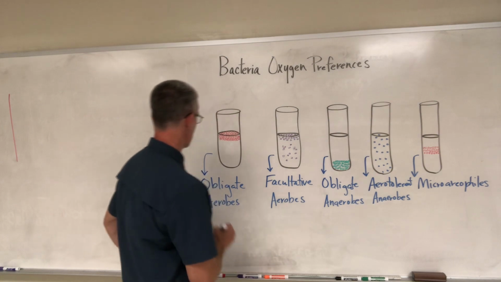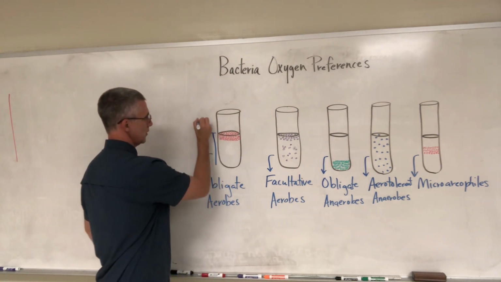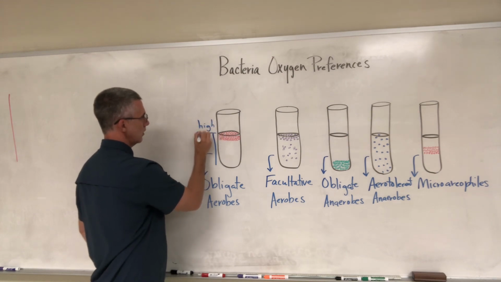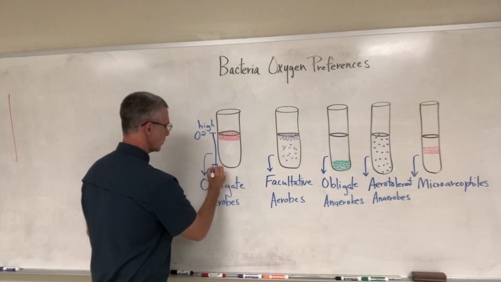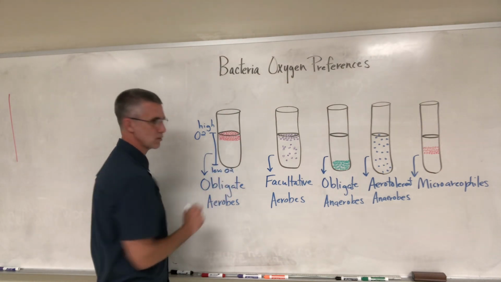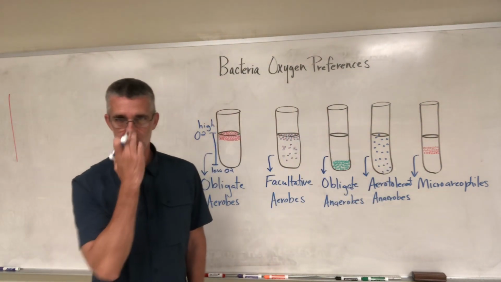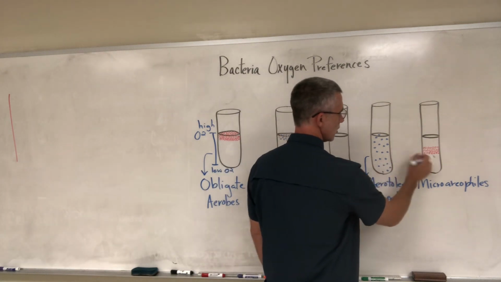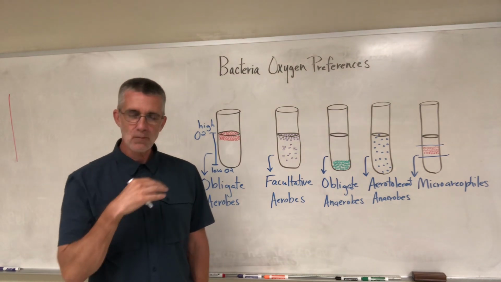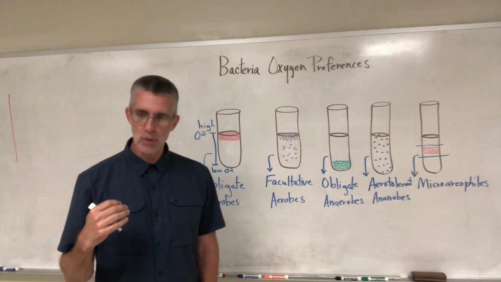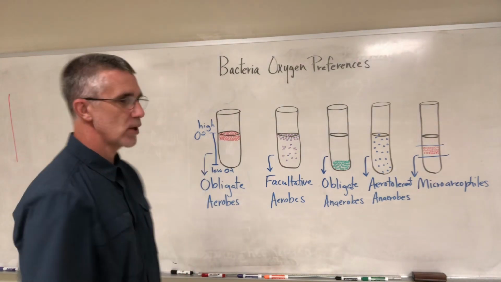And I should point out that when we're looking at this line, remember that here at the top, you're going to have a high level of oxygen, and this is the molecular symbol for oxygen, whereas here at the bottom, it's going to be very low oxygen. So again, in this situation with these microaerophiles, they're going to grow somewhere here in the middle within this band. Keep that in mind when you're thinking about bacteria and how they grow in the presence of oxygen.